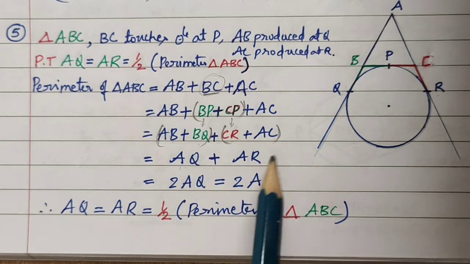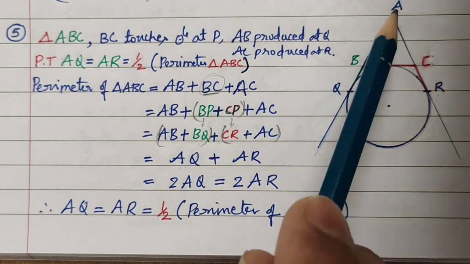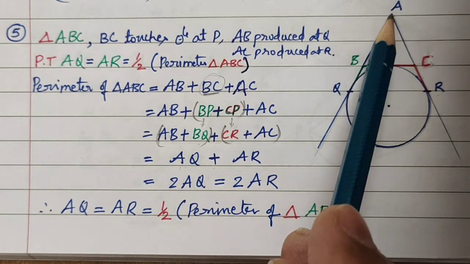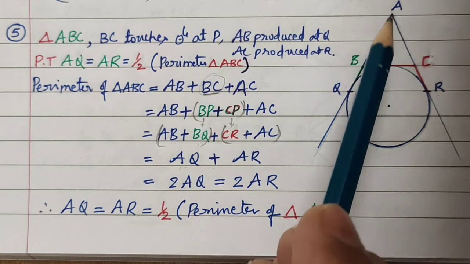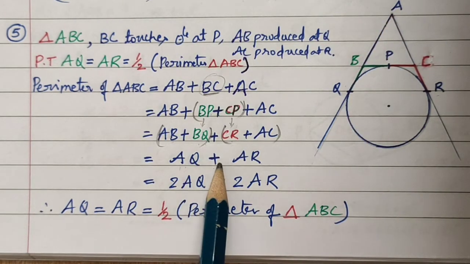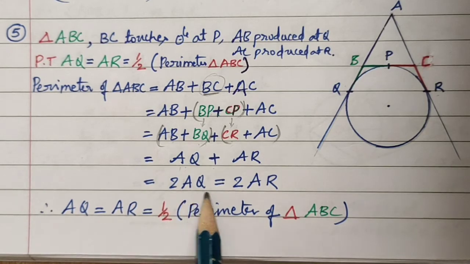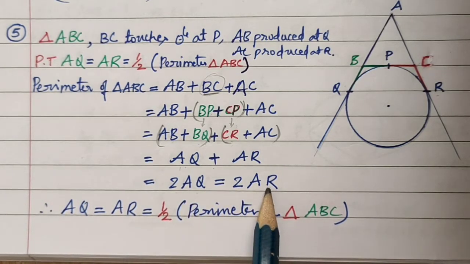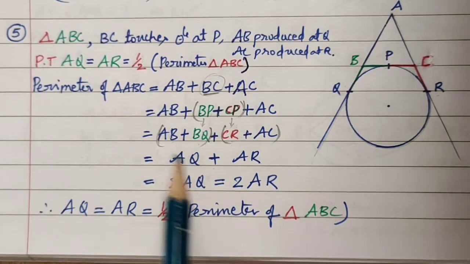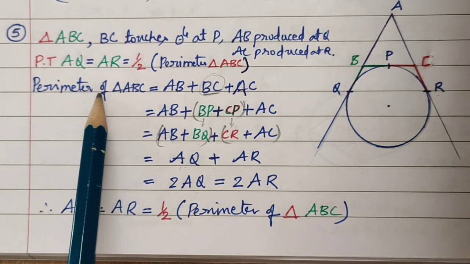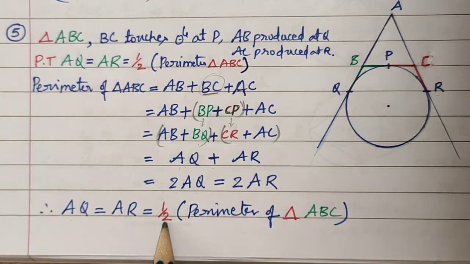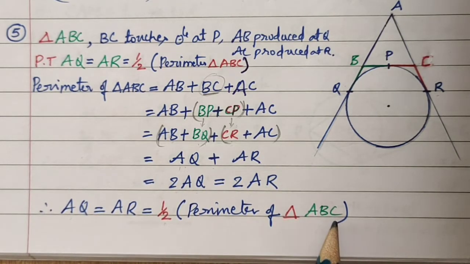AQ is equal to AR. Why? Because these are the two tangents drawn from the same point A. So we can write AQ plus AR as 2AQ or 2 times AR. Therefore, AQ is equal to half of the perimeter, or AR is equal to half of the perimeter, that is AQ is equal to AR is equal to half of the perimeter of triangle ABC.